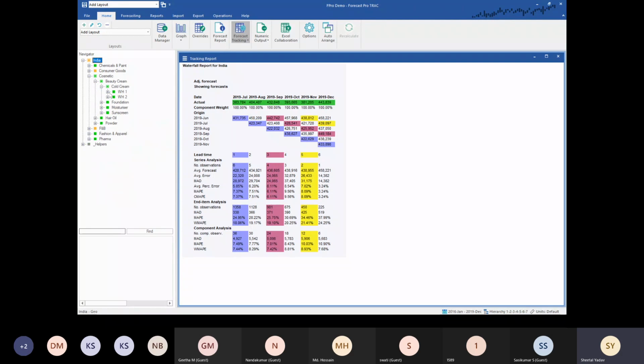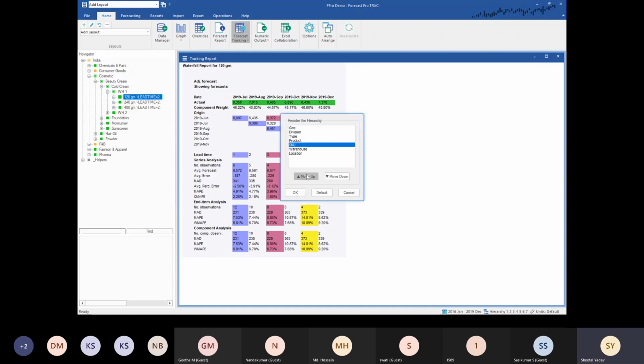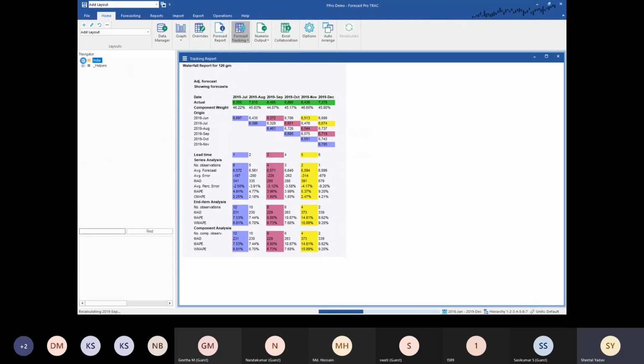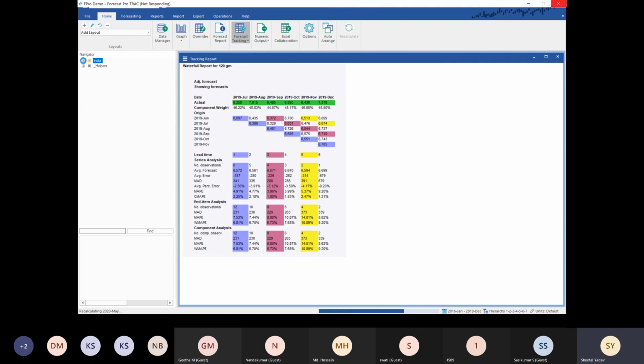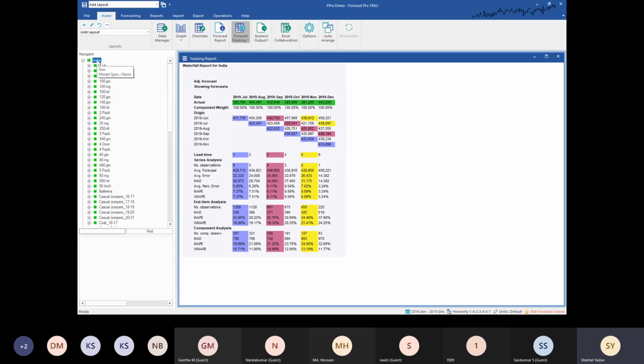You can also flip the hierarchy, because the majority of companies look at SKU level accuracy. So what you can also do is move up the SKU slightly, and I'll do that. Then I can see the component analysis at the individual SKU. Yeah, so now I have India. I've changed my product hierarchy. I have India, and within India, I have all these SKUs.